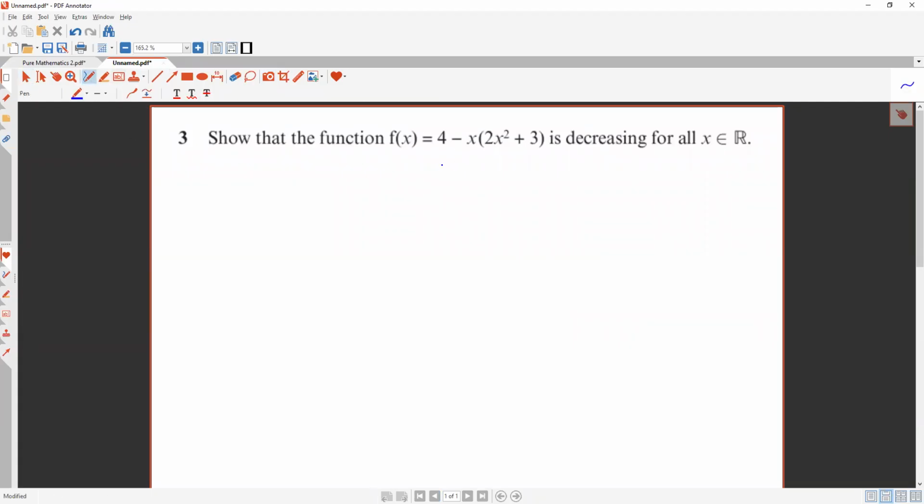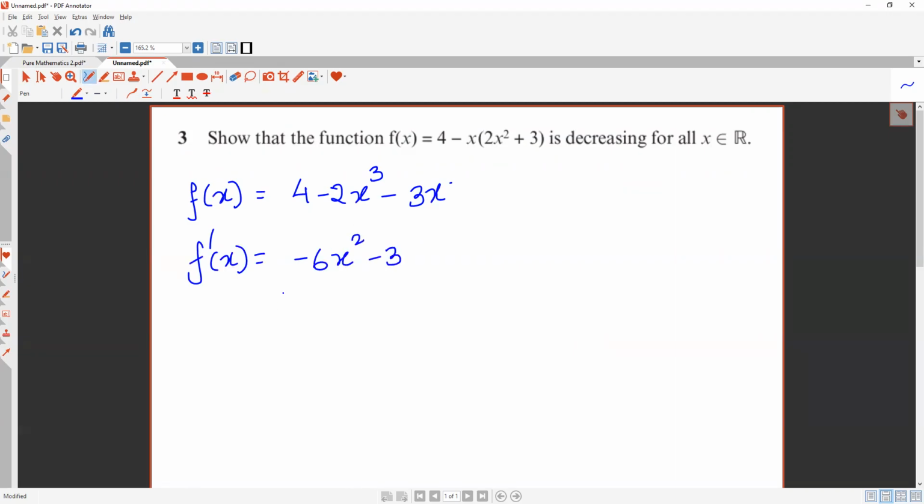Okay, so let's check. First of all, I need to open the brackets. 4 minus 2x cubed. Kainat, just see the mistake you did. Plus, sorry, minus 3x. Now differentiate this, f dash x, so 0 minus 6x squared minus 3. Can you see this value is always negative? Because there is a negative sign, it will always be negative. So therefore it is always less than or equal to 0, so therefore it's a decreasing function. Does everyone understand?